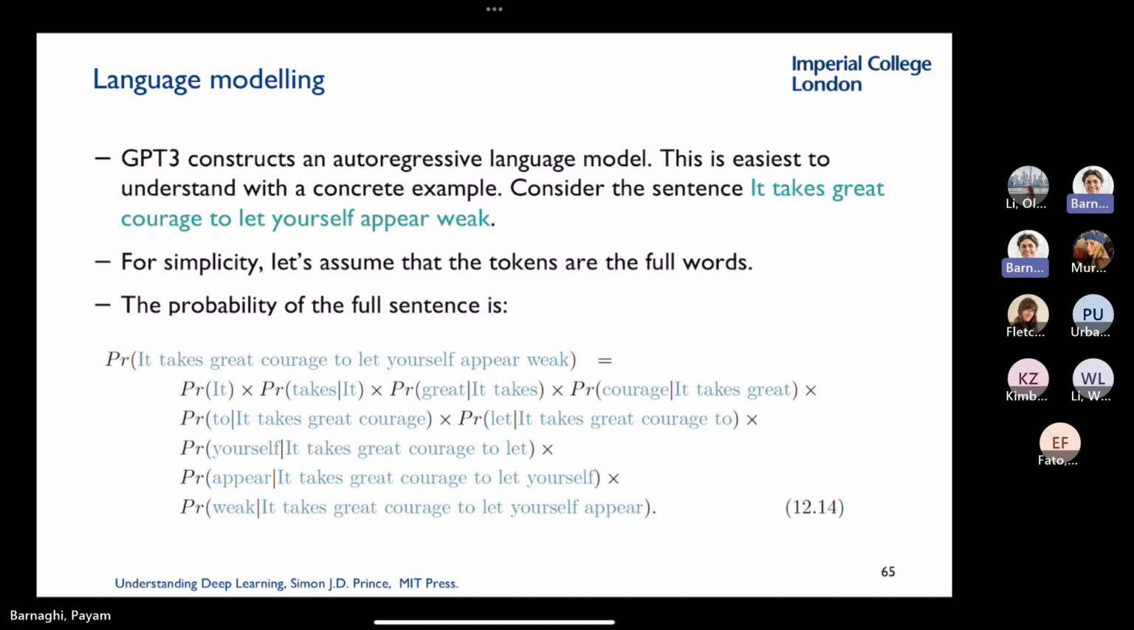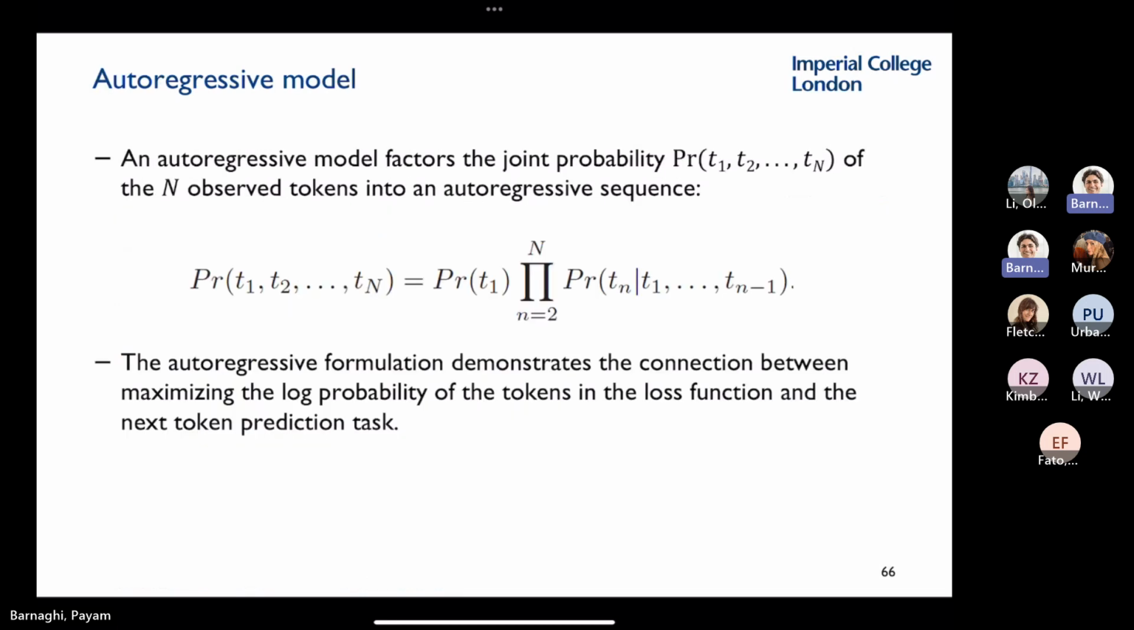And in reality, if you wanted to create it, this is the Bayesian version of it. Like if you wanted to create a conditional probability, if you wanted to say "it takes great courage to let yourself appear weak," if you wanted to do it probabilistically, this is a conditional probability. You predict the probability of the first one, the probability of the second one given the first one, and so on. These are the conditional probabilities. In the Bayesian world, we use sampling and different ways of learning this. But you can imagine this becomes a very complex task. GPT is an autoregressive model. Basically, it calculates the first probability given the first word, predicts the second one given the first two, predicts the third one, and so on.